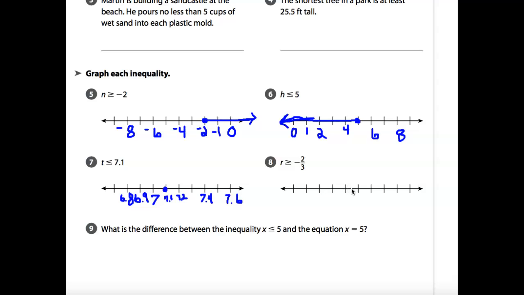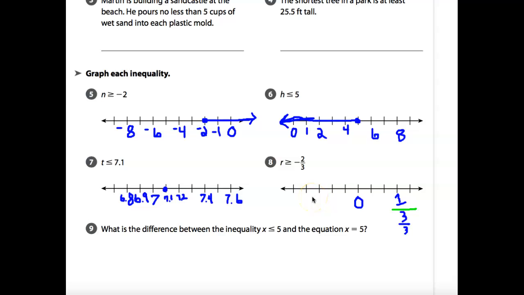So let's say that right here, 1, 2, 3, this is 0. All right, so 1, 2, 3, this is 1. This is all with thirds. So 1 is the same as 3/3. Okay? 1 and 3/3 are the same thing. All right. So this is 1/3, 2/3, 3/3. Okay? So this is 1, 2, 3.